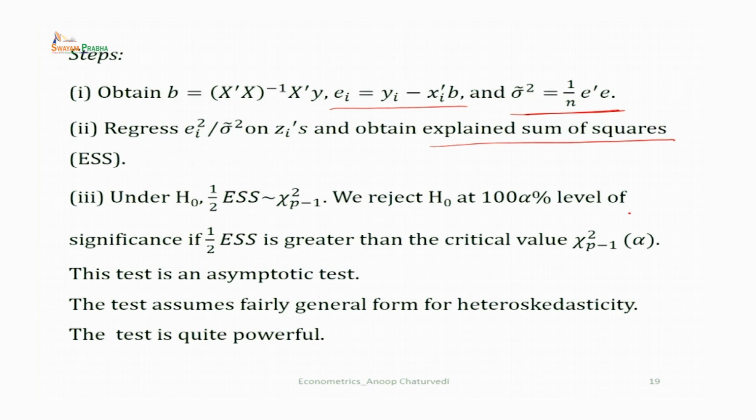Then we reject H naught at 100 alpha percent level of significance if this test statistic, half ESS, is greater than the critical value chi square p minus 1 alpha. So, the test is quite simple. Then this test is an asymptotic test, and the test assumes fairly general form for heteroscedasticity. And another advantage with this test is it is quite a powerful test.